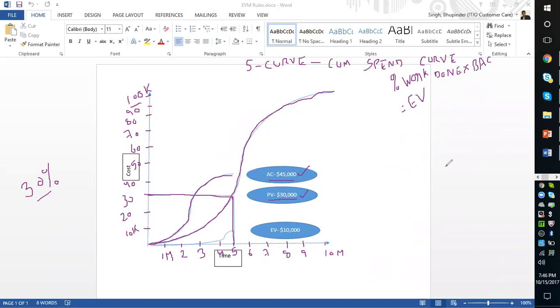Right now, let's say you have completed only 10% of the work. So 10% into, what's your budget here? $100,000. So your BAC over here is $100,000. 10% into $100,000 is your earned value, which is $10,000, right? Worth of work that you have generated. That is called the earned value. That is simple to calculate. Till now, what is the percentage of work that we have done multiplied by budget?